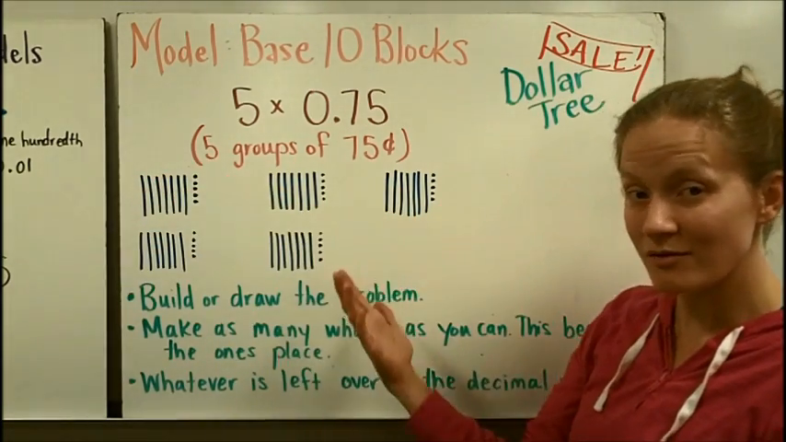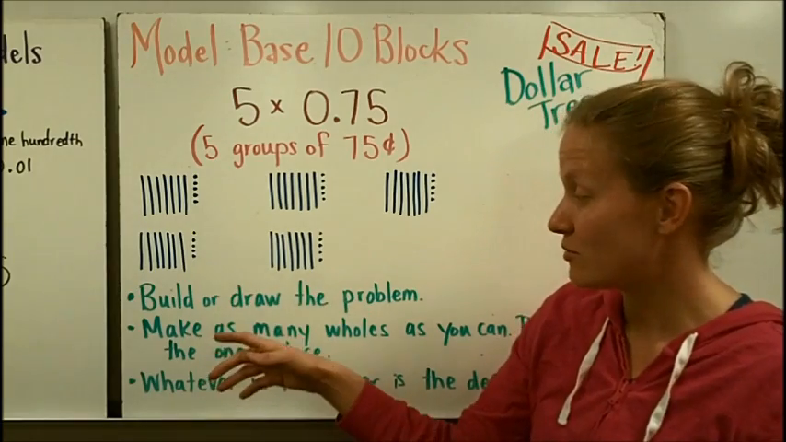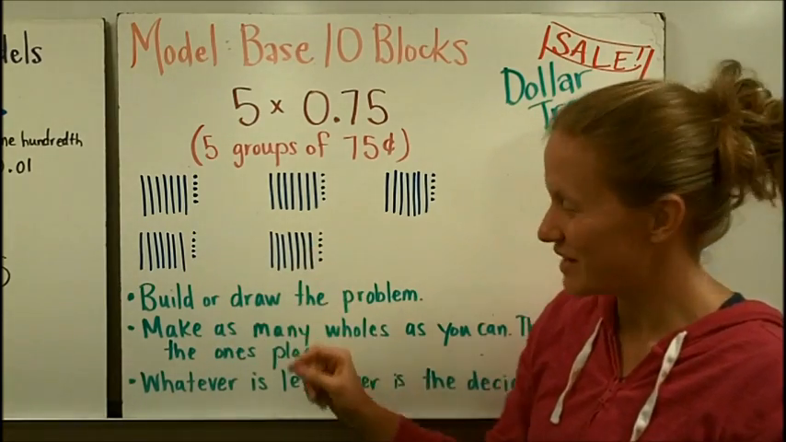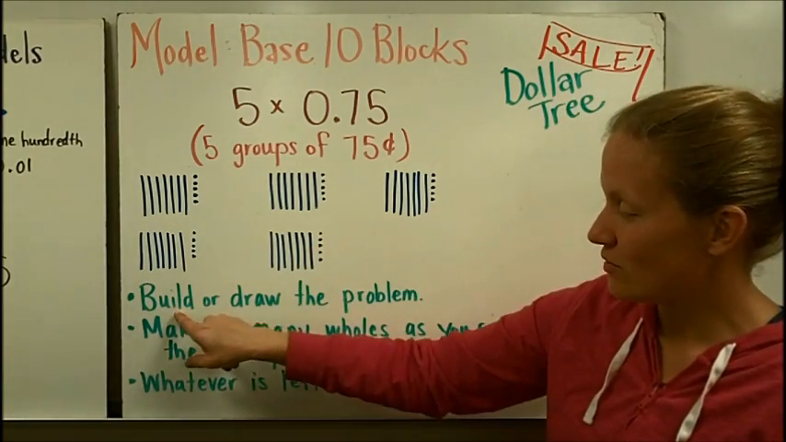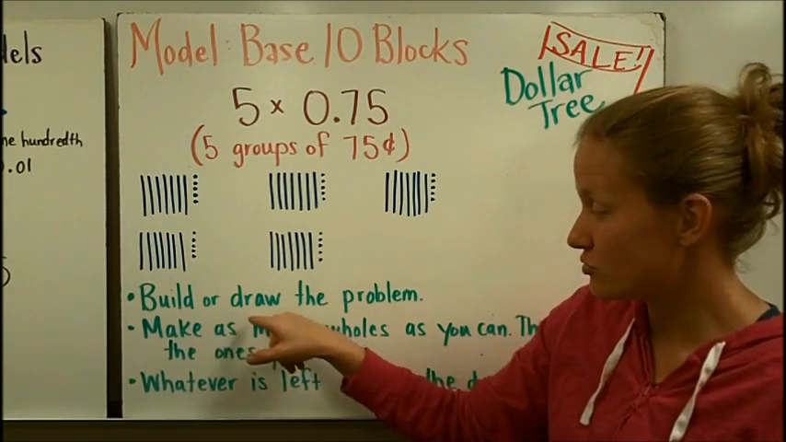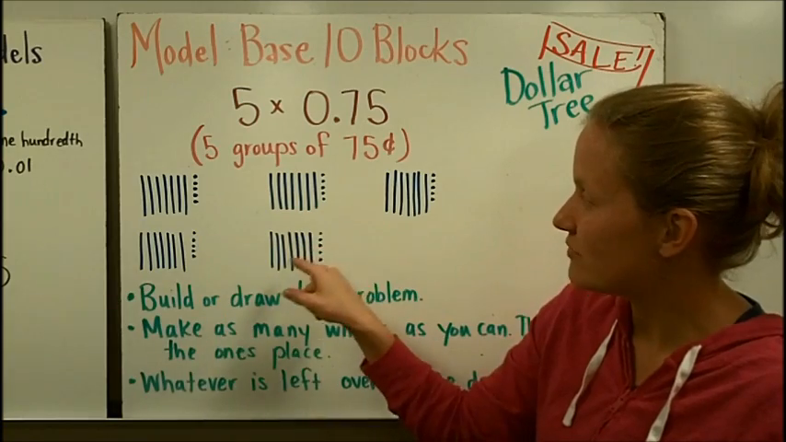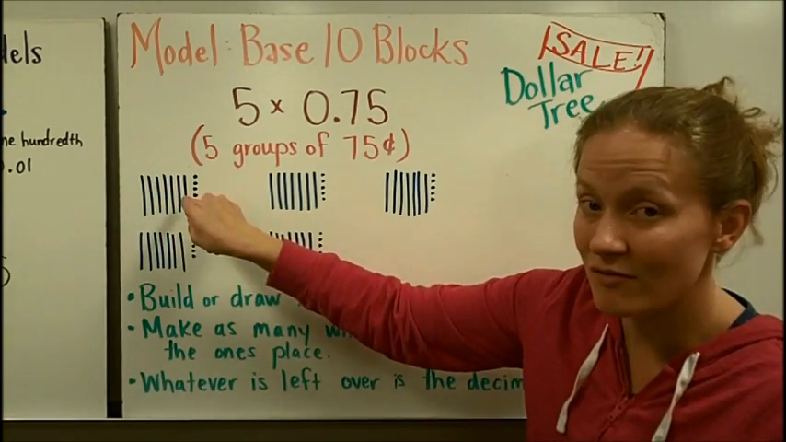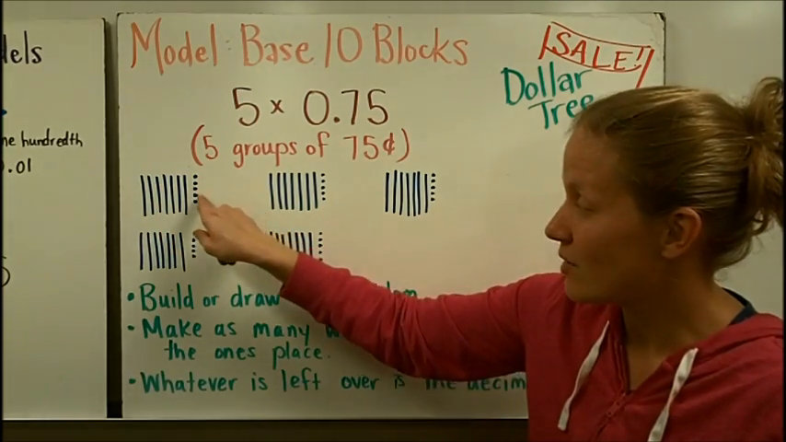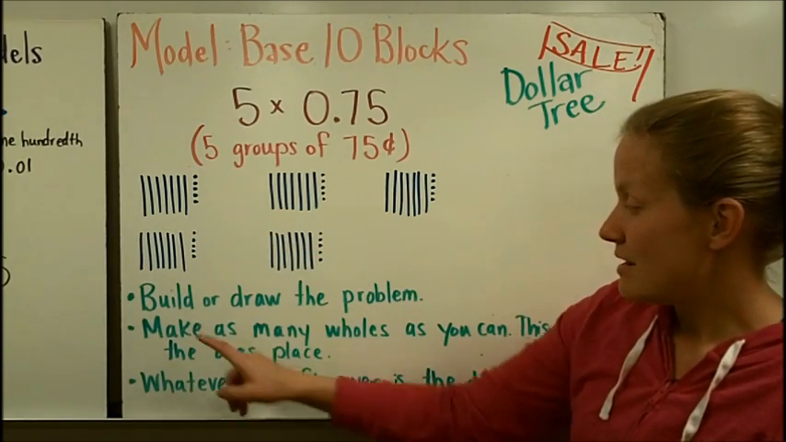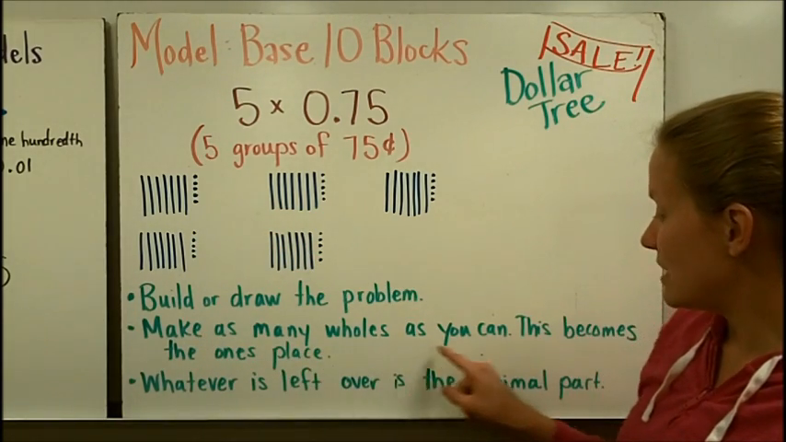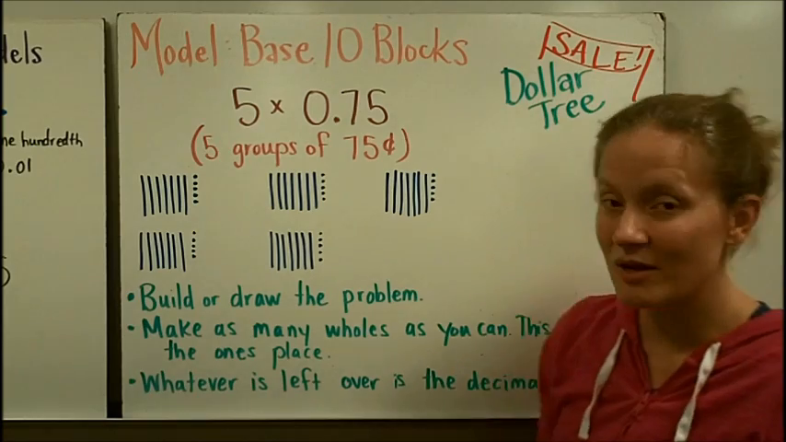If we're going to use a model to solve a decimal multiplication problem, first we're going to build with the actual base 10 blocks or draw the problem. So I've drawn 5 groups of 75. Each one of these has 7 rods and 5 cubes, or 5/100ths. Now I'm going to make as many wholes as I can, and this becomes the ones place.